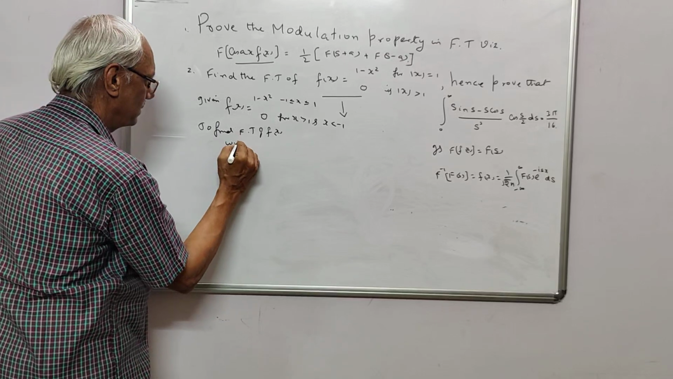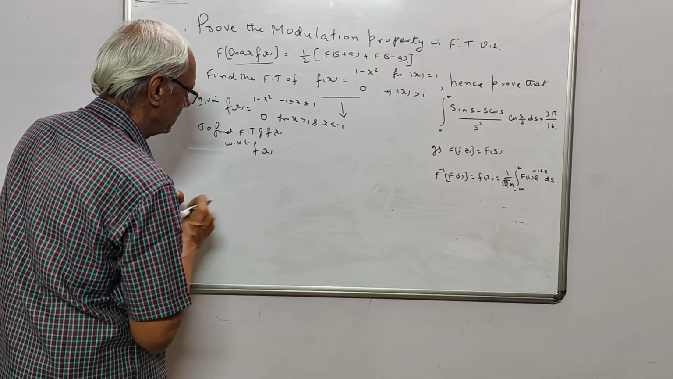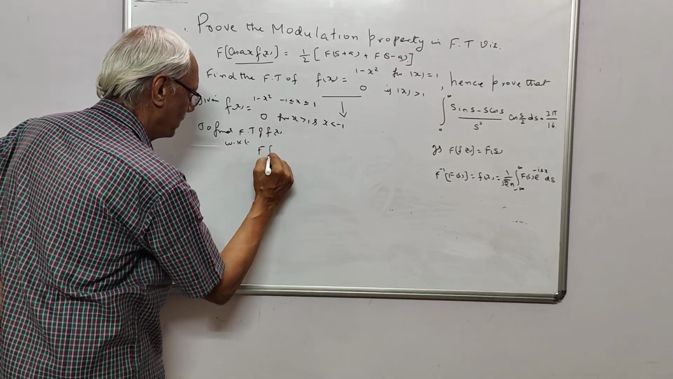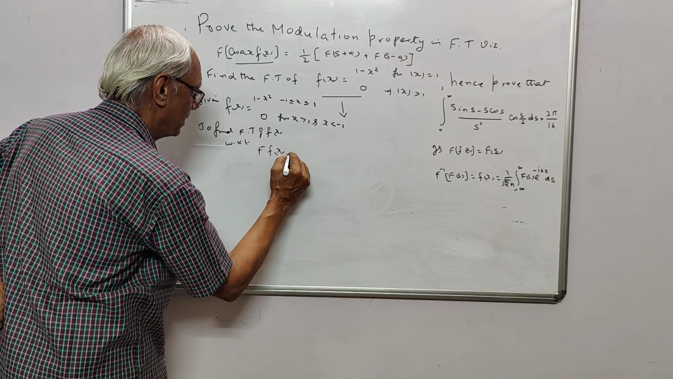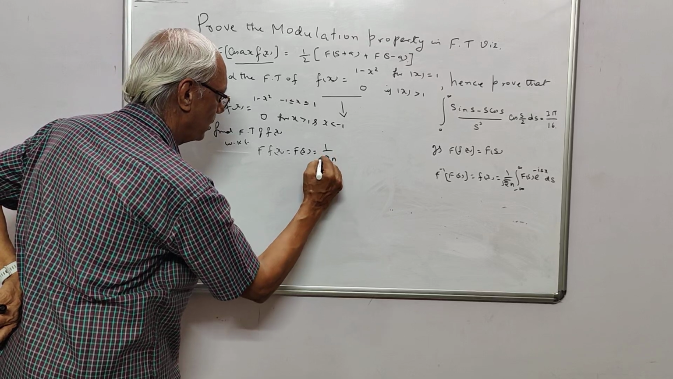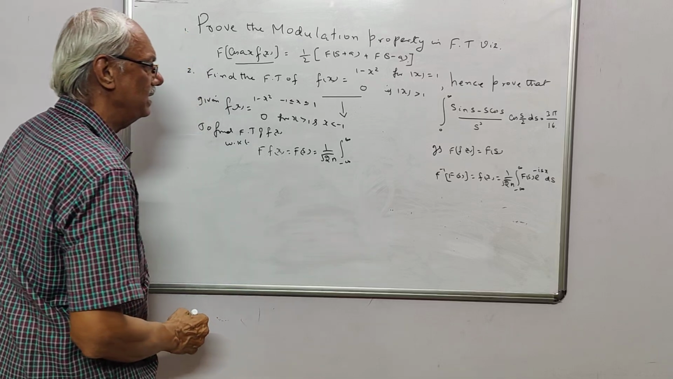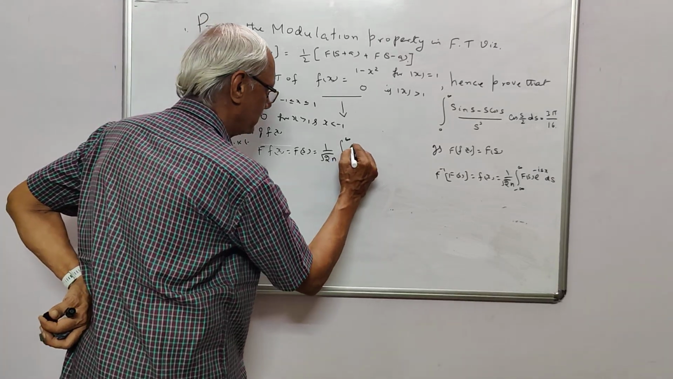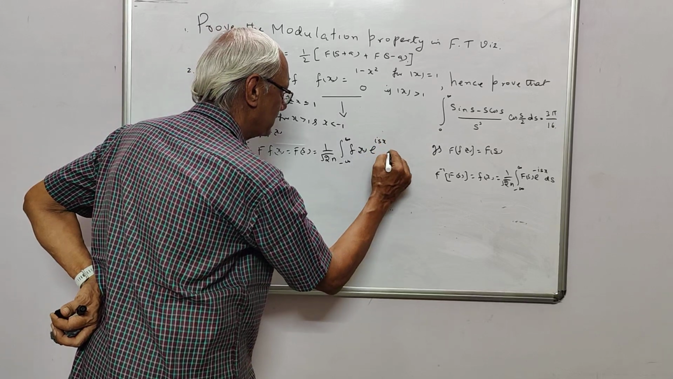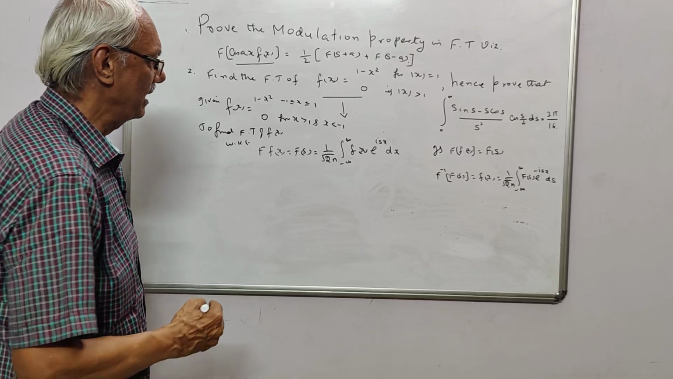We know that f of x, which is equal to f of s, is equal to 1 by square root of 2 pi, integral from minus infinity to plus infinity of f of x into e to the power of isx into dx. So this is the definition of a Fourier transform.